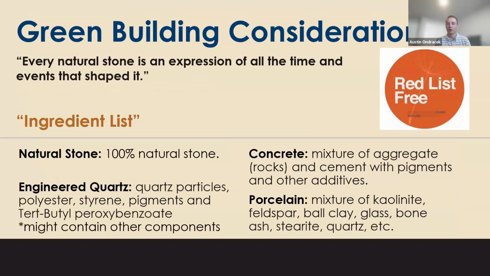We talk about other green building considerations with natural stone. Red list free is a big proponent that natural stone is very proud to have. Natural stone, very simply, when we talk about the ingredients of it, is natural stone. There's nothing that goes into it to make it, to mold it, to shape it. All that goes into the fabrication of it is either cutting or splitting, and really just transportation to its final destination. When we look at concrete, engineered quartz, porcelain, lots of different chemicals go into that to make it into its final state versus that of natural stone.